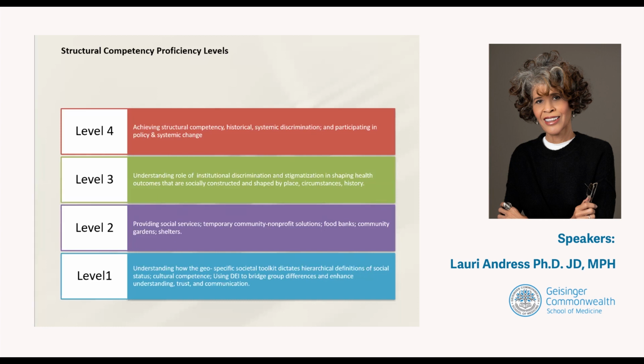Again, this next slide explains more clearly the 4 levels of proficiency. And we're moving you from different levels of structural competency from level 1 proficiency to level 4. I'm not going to read each box. You can see what they represent. Level 4 proficiency is where we want to get. And this involves understanding how we can do work around systems, structures, and policies to achieve high-level macro change.